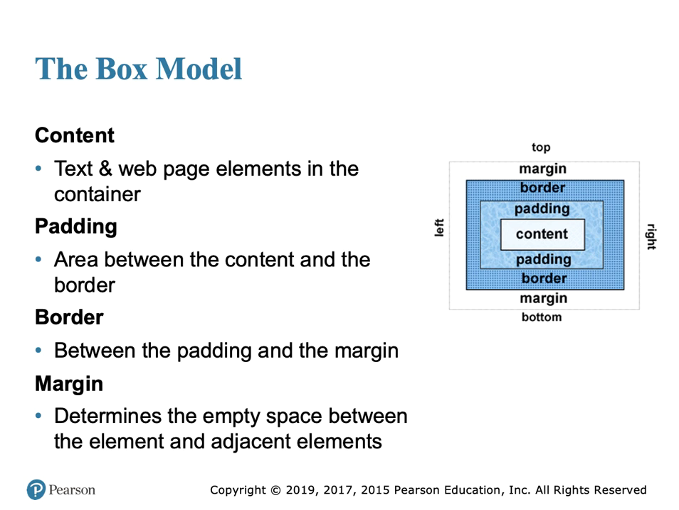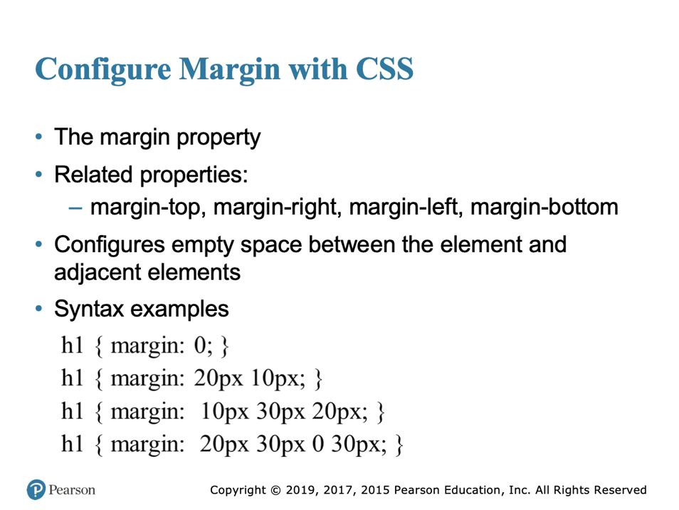padding. Border is between the padding and the margin, and it is exactly that. It is just a border around an element. And then margin determines the empty space between elements. So if you have two elements on a page and you want to add some empty space between them, you would use margin. The margin property is used to add space around or between elements.